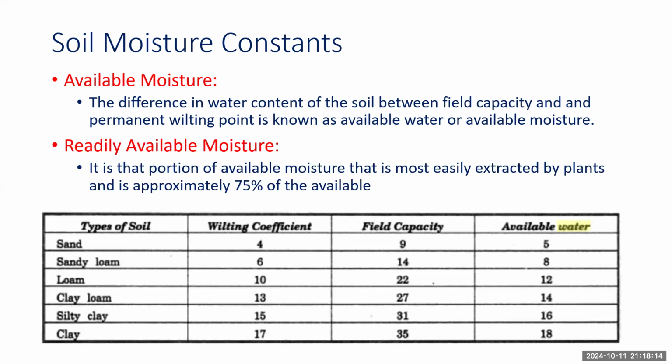Now this table shows us the type of soil and different soil moisture constants, such as wilting coefficient, field capacity, and available water. It will be clear to you from this table. Suppose for sand, wilting coefficient is 4 and field capacity is 9. So what will be the available water? It is field capacity minus wilting coefficient, so 9 minus 4, that is 5. Similarly for clay, field capacity is 35, wilting coefficient is 17. So 35 minus 17, available water is 18.